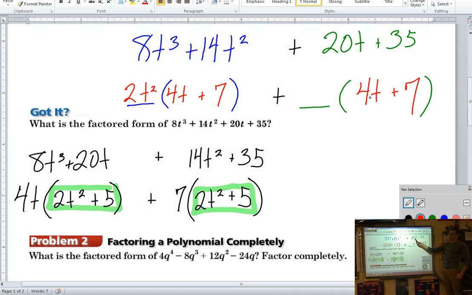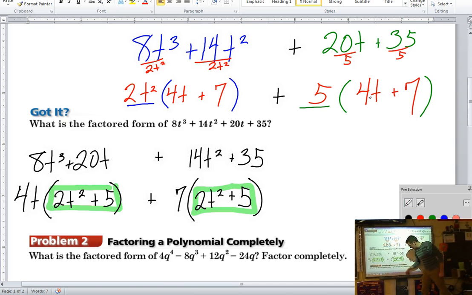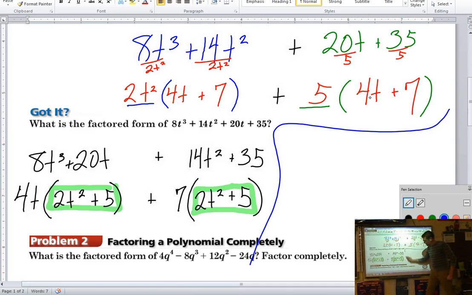How do I go from 20t to 4t? We divide by a 5. How do I go from 35 to 7? We divided by 5. So here that common factor that we divided by was 5. Here that common factor was 2t squared. That's how I get my coefficients. But either route that I take is going to get me to the answer.